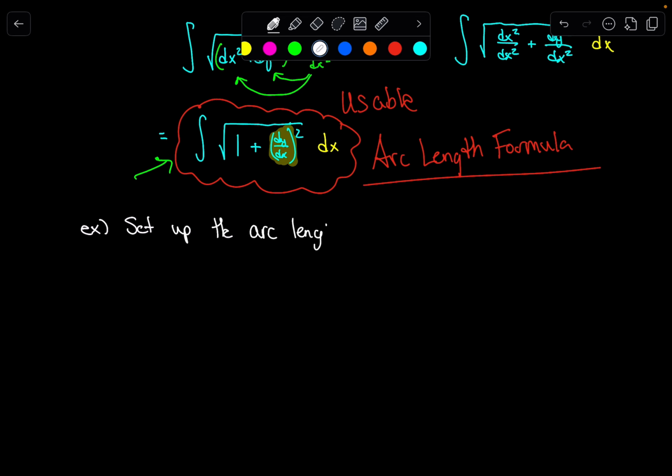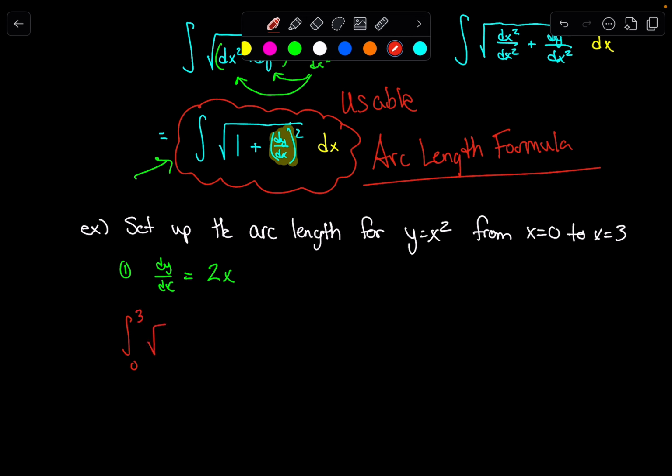All right, so using this formula, the first thing that I need is I need to know what dy dx is. So dy dx is famous for being 2x, I guess, in this case. And so our integral setup is going to be from 0 to 3, square root 1 plus 2x quantity squared with a dx on the outside, and this would be my setup.